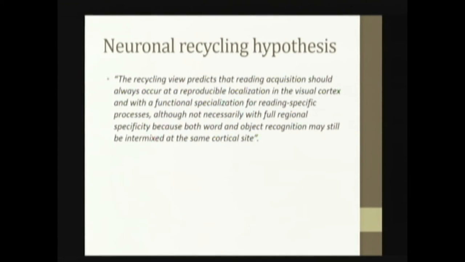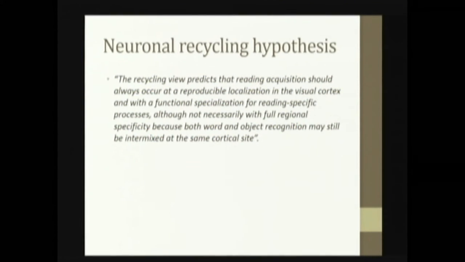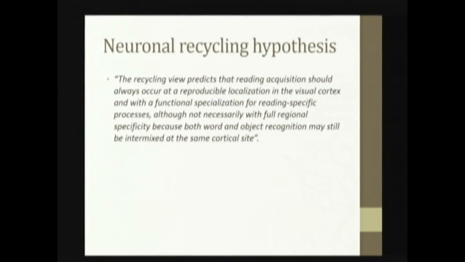The recycling view predicts that reading acquisition should always occur at a reproducible localization and with a functional specialization for reading-specific processes, although not necessarily with full regional specificity, because both word and object recognition may still be intermixed. And we've seen that. We've seen a lot of studies that look at words and objects, and while object recognition is a bit more lateral, you do see overlap between these two.